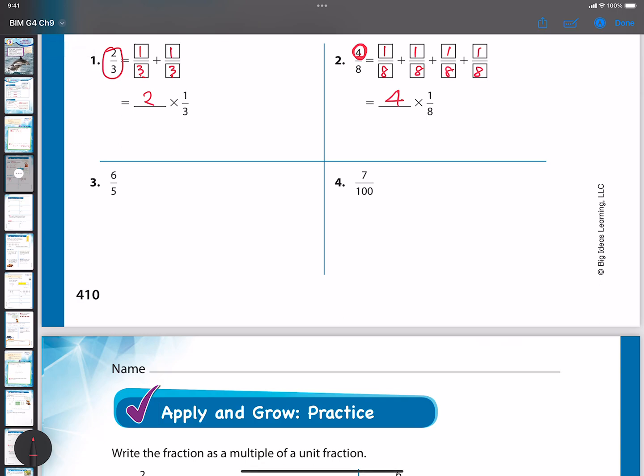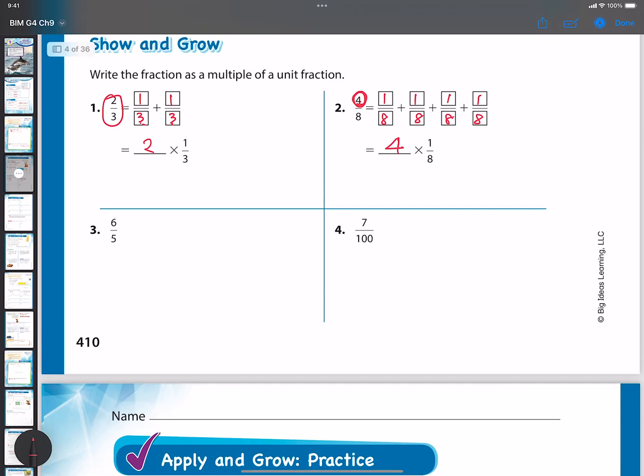Number 3, let's go ahead. They were asking us to write the fraction as a multiple of a unit fraction. So how many 1/5s are there? 6 times 1/5. That's it. And this one? 7 times 1/100. Please understand this is the same as 100ths plus 100ths plus 100ths. How many times? 7 times. Repeated addition is multiplication. That easy?